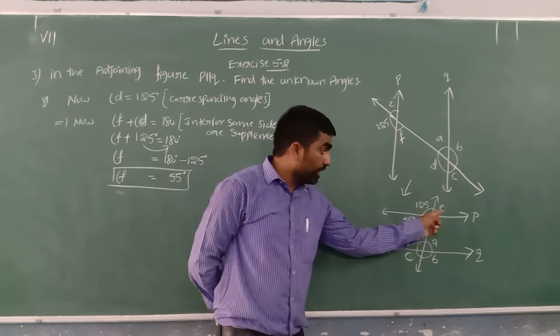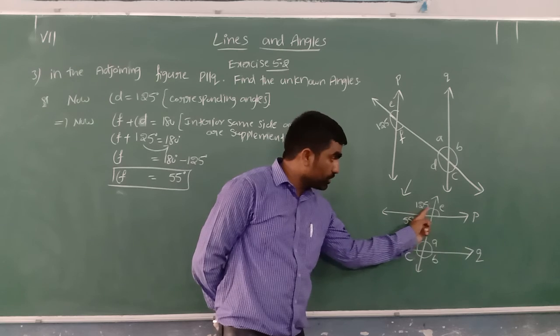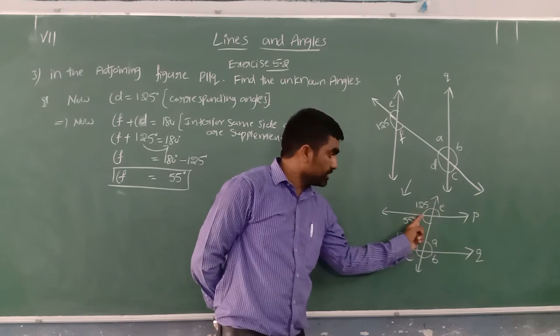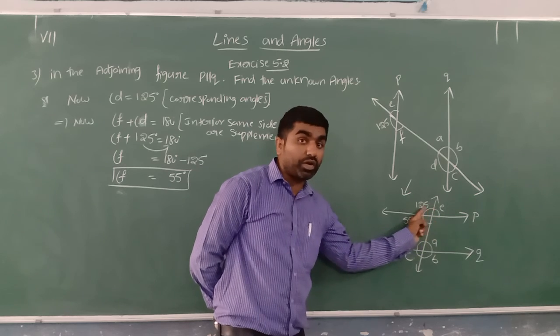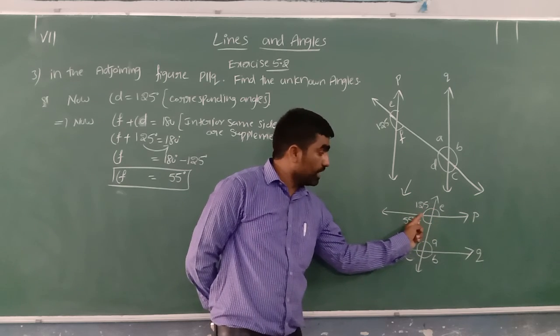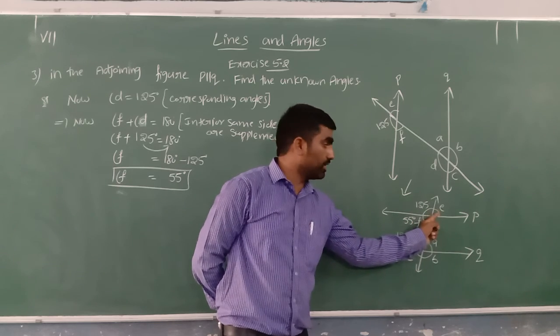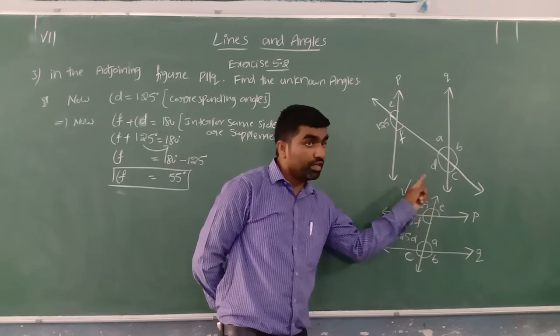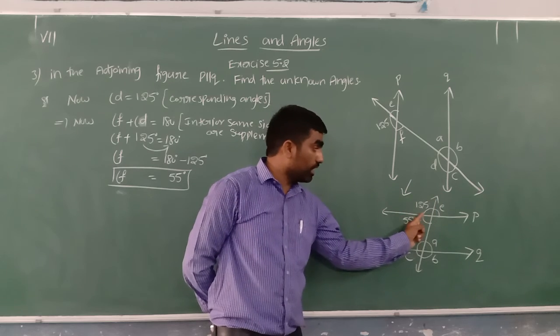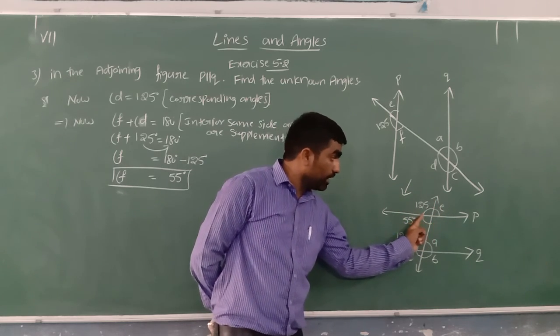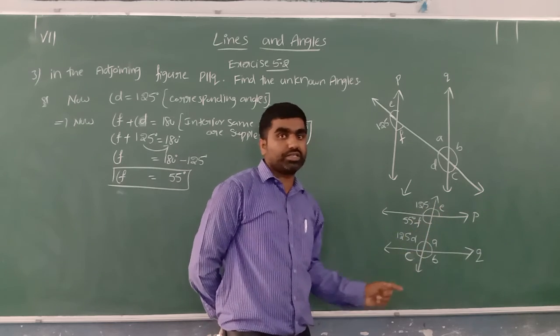Or else, to find angle E, we can take these two angles also. These two angles are linear pair of angles. So the sum of these two angles is equal to 180. 125 plus E is equal to 180 degrees. We can find E even by using the linear pair of angles concept.